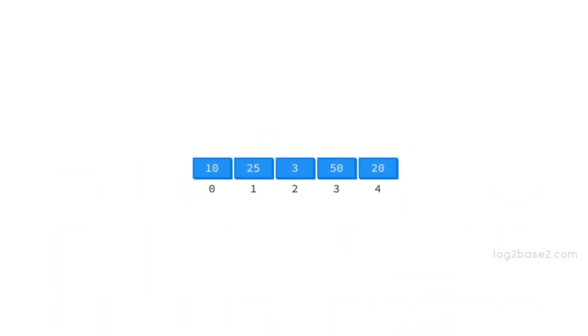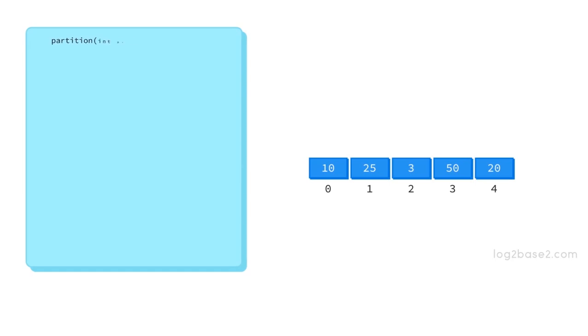So let us develop the code using this example array. So we have this array of size 5. So to get it partitioned, we have to pass the array, its start and its end to the partition function. Now declare the variable p_index and initialize it to start. And let us choose the pivot element as the last element of the array. So int pivot equal to arr of end.